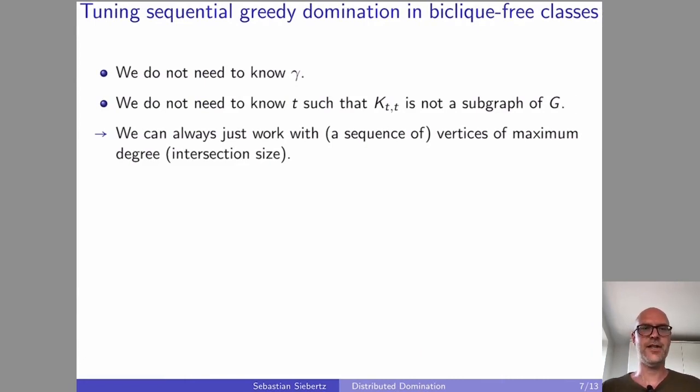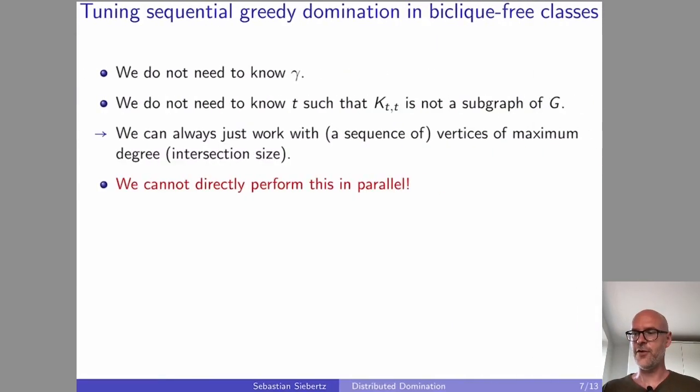In the sequential setting, this is a very easy to implement algorithm. Unfortunately, we cannot directly perform this in parallel. If we assume that every vertex just determines whether it has large degree or not, and then picks itself and the vertex with a large neighborhood intersection and so on, follows this sequence, this can lead to an unboundedly large selection of a dominating set.